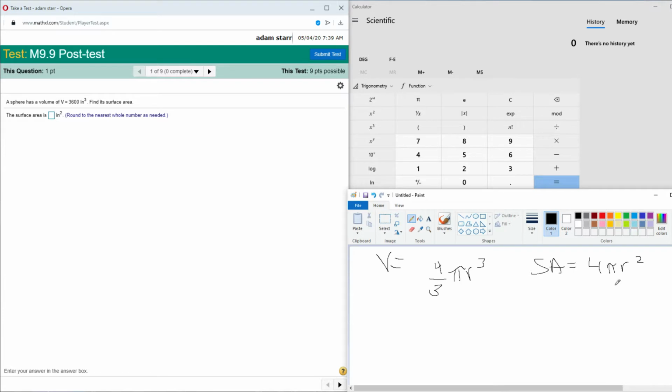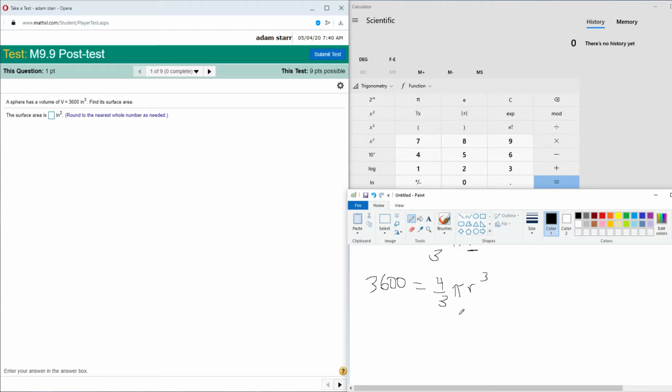So in both these formulas, the only way we're going to be able to solve for surface area is if we use the volume formula to find the radius. So the goal of this question is to find the radius so that we can use the surface area formula. In our volume formula, we also know what the volume is. For me, it's 3,600. So I'm going to substitute that in for V, and we have 4/3 pi r cubed. And now I just need to take this equation and solve it for r, the radius.